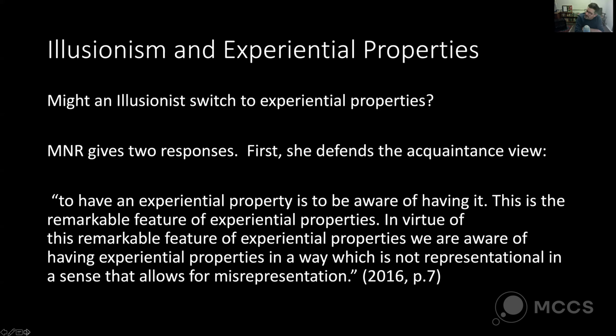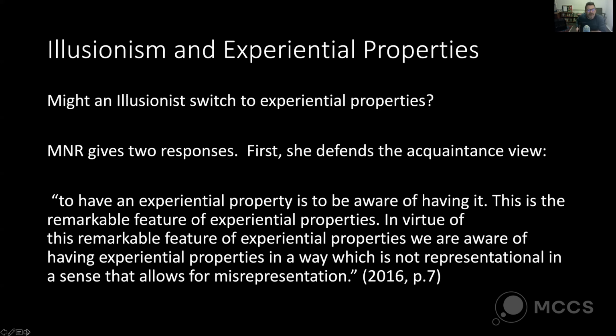I don't think actually this view would be terribly dialectically effective against an illusionist, because the illusionist will say, well, even if it's true that as a matter of definition, to have an experiential property is to be aware of having it, that still leaves open the idea that you could have a false introspective belief that you have experiential properties. And as we saw, that seems to be available. That seems to be completely consistent with the acquaintance view. So I won't say anything more about that acquaintance view, just to note that that's one of the responses she gives to this idea that you can switch to experiential properties and defend illusionism.